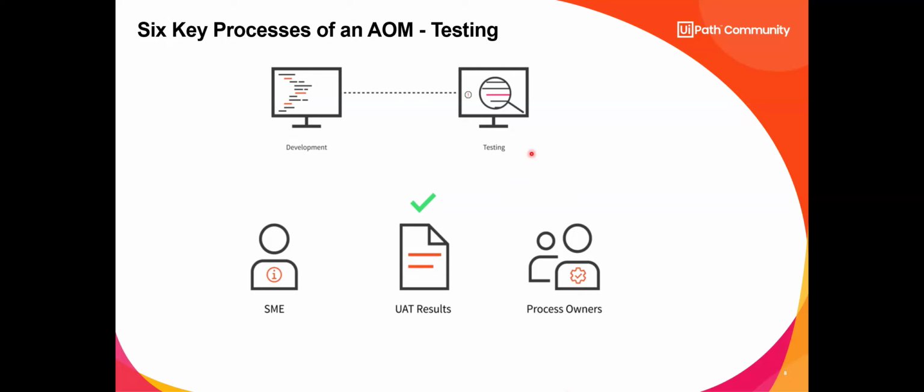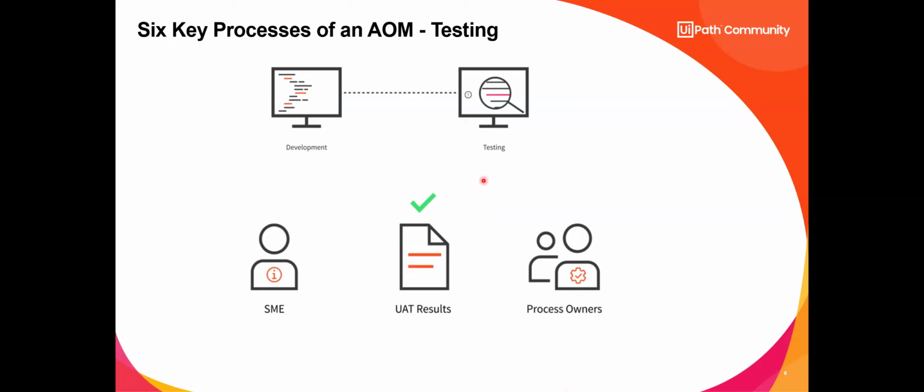I call it alpha testing. A lot of people call it functional testing. Then you have this whole UAT, the SME, the process owners, and your UAT results. Now remember, your UAT scripts are developed by your BA. So I often put in here, in our testing models, I stick a BA in here.